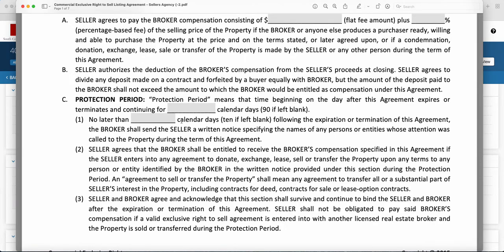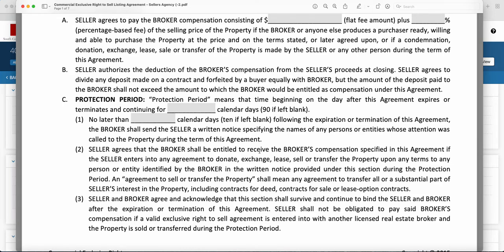So the key, it's an important line. And you'll notice if it's blank, they say they put 90 if left blank. Again, we never want to leave anything blank, so you'd even just put 90 if you're just going to go with kind of the standard. And I would say 90 is a minimum of what you want there. And ideally, if you could get it to be closer to 120 or 180, that's even better.